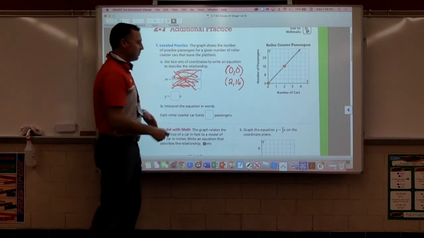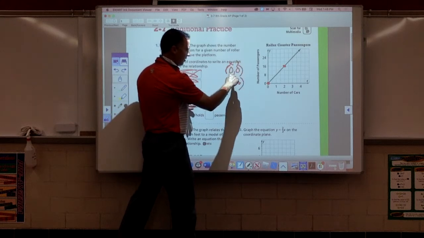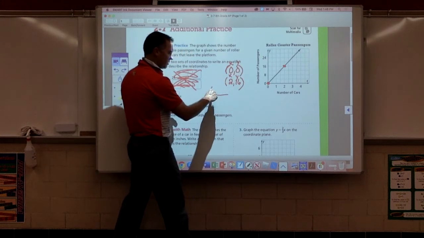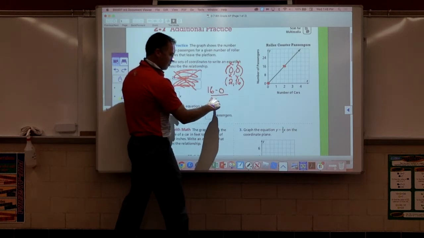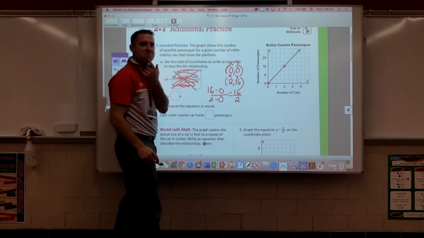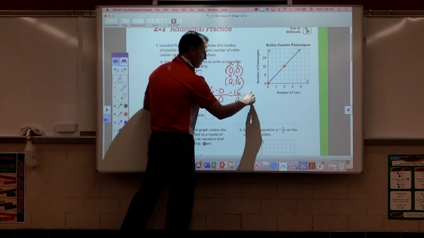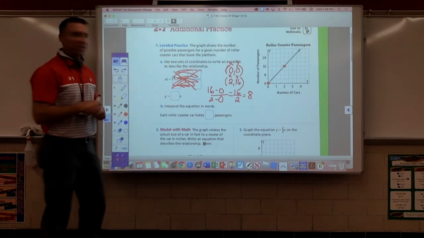Okay, I find my slope. Nothing new. X value, Y value, X value, Y value. Subtract Y's on the top. 16 minus 0 over 2 minus 0. That's tough math. That gives me 16 over 2. 16 divided by 2 is 8. Your slope is 8.